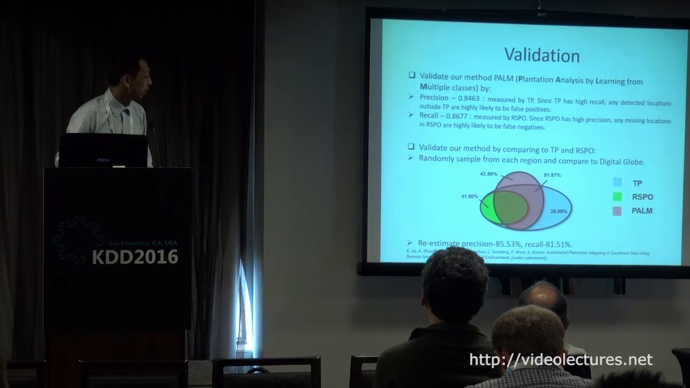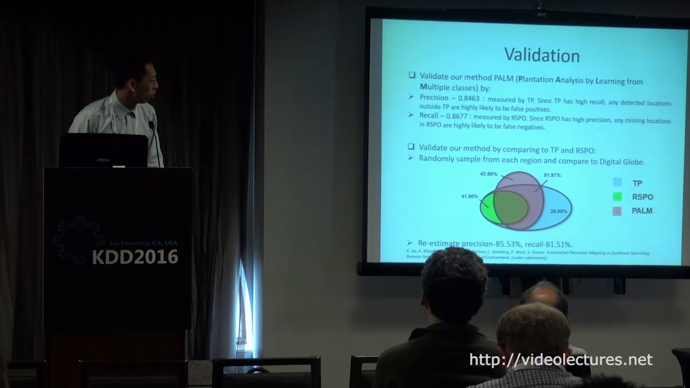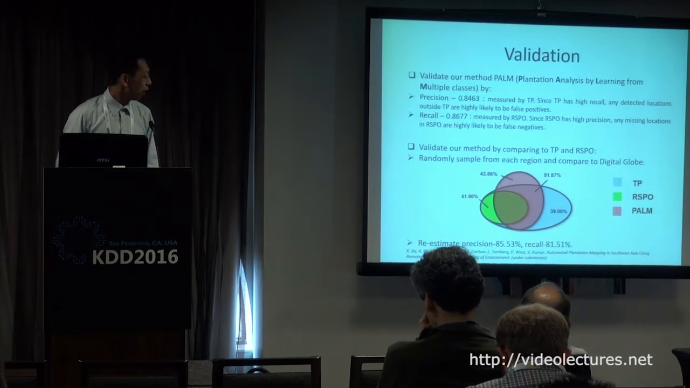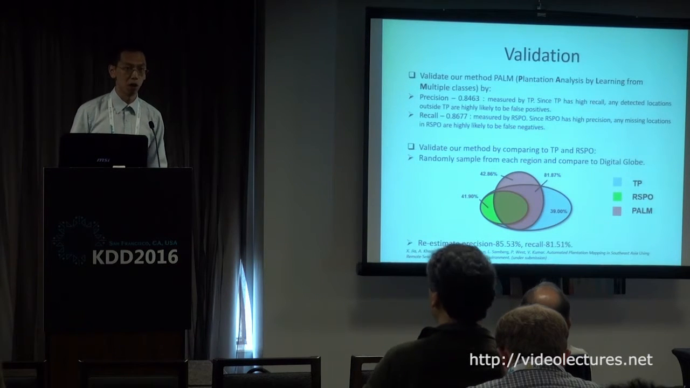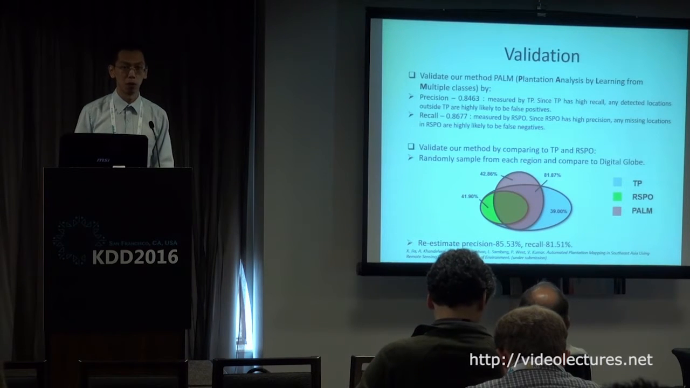Based on these percentage numbers, we re-estimate the precision and recall, and we get the numbers of 85% and 81% at the bottom. So this is a more accurate estimation of precision and recall. And these are very good numbers according to the domain expert.